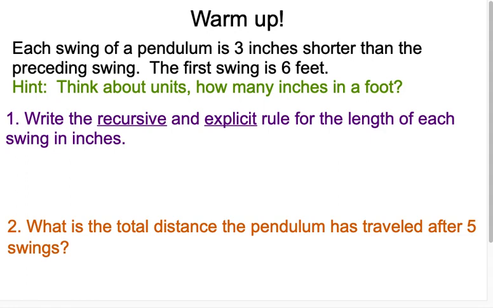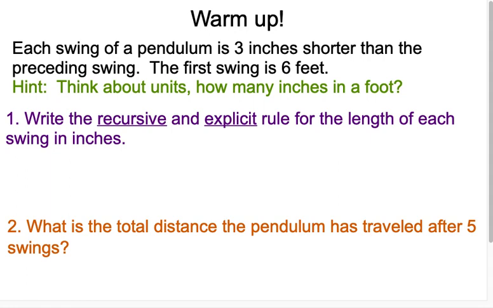All right, so this warm-up, you have all the skills you need to solve this problem. It says each swing of a pendulum is 3 inches shorter than the preceding swing. The first swing is 6 feet. Problem 1, they want us to write a recursive and explicit rule for the length of each swing. So recursive is like the long cut, and explicit rule gives us a shortcut. And then we're going to find the total distance the pendulum has traveled after 5 swings.